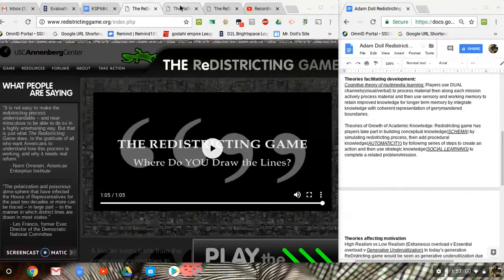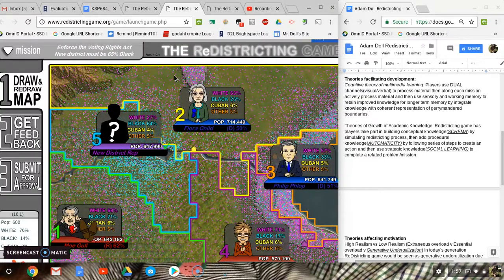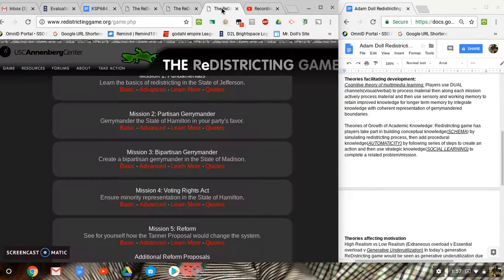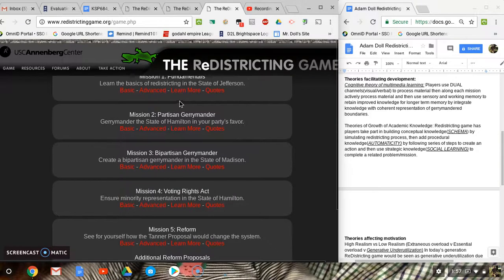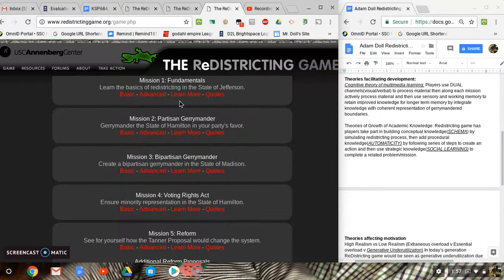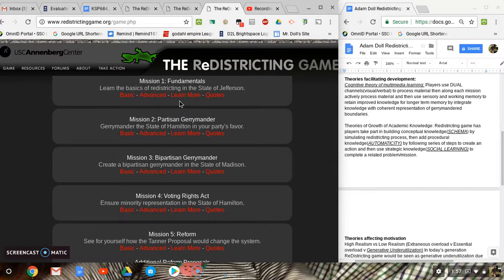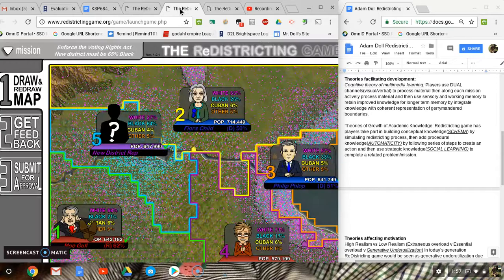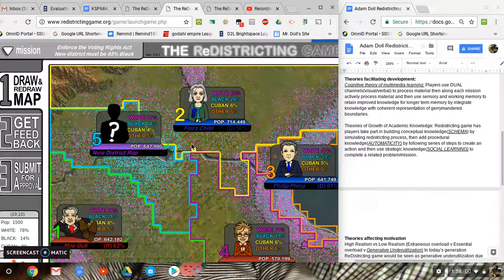So when I say a series of steps, this is what the game looks like when you start it. This brings you to the home screen, and you'll notice there's 5 missions. 5 missions, each one has a different level. There's basic, there's advanced. Within there, it gives you more problem solving that has to get done. And I just have up here one specific mission. This one happens to be creating a political boundary for African American voters to be fairly represented.